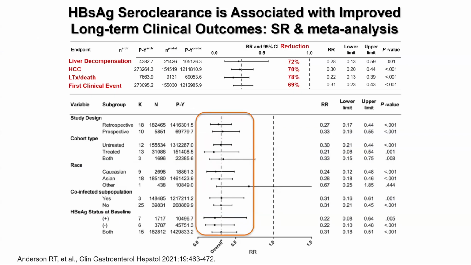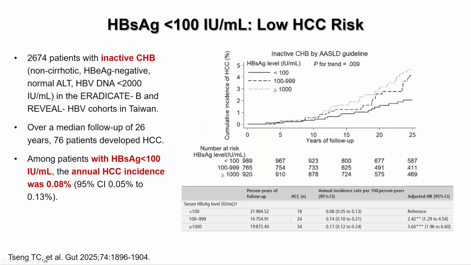This systematic review and meta-analysis confirms it across the studies. HBs antigen seroclearance was associated with significant reductions in the risk of hepatic decompensation, HCC, transplant or death, and the first clinical event, with reductions in the range of 70% to 78%. This was observed consistently across all of the strata, including spontaneous or treatment-induced HBs antigen seroclearance. Even without full clearance of HBs antigen, patients may benefit.